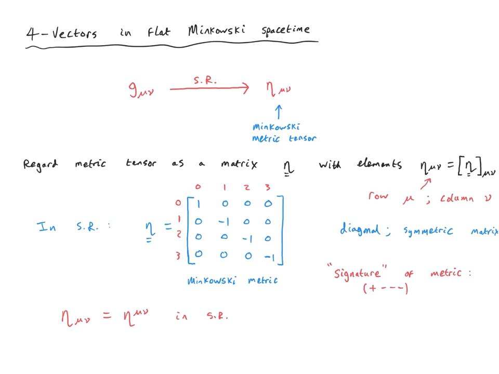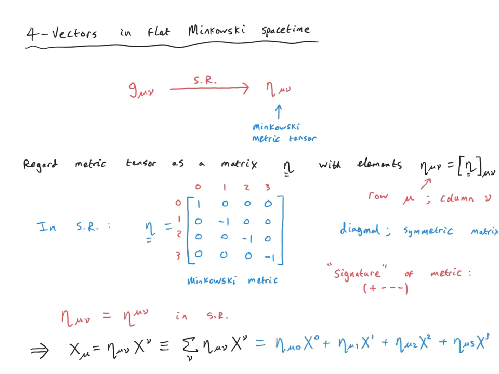As an important example, let's work out the covariant 4-position from the contravariant 4-position using this Minkowski metric tensor in special relativity. So we start out with the definition of lowering the index of our contravariant 4-vector. Remember that because we have this repeated Greek index nu, one upper and one lower, this, by the Einstein summation convention, implies a sum over nu. So if we write out the sum, we get eta mu 0 times x0 plus eta mu 1 times x1 plus eta mu 2 times x2 plus eta mu 3 times x3.